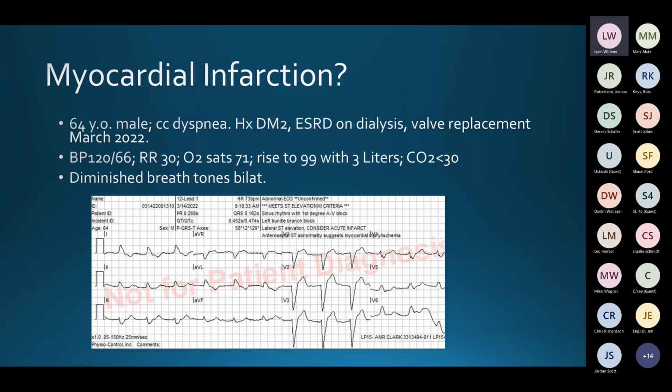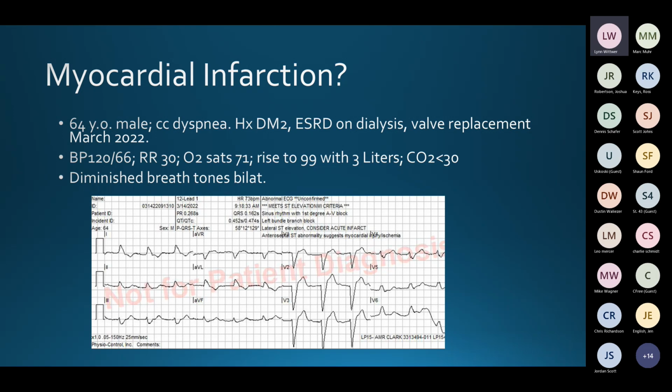STEMI as well. This is a 60 guy, complains of dyspnea, history of diabetes. He's on dialysis. He had a valve replacement in March of this year. Blood pressure was okay. O2 sats were 71, but they rose with 3 liters. His CO2 was less than 30. I'd say he was breathing fairly rapidly. And he had, quote, diminished breath tones bilateral. This was called as a STEMI also. This was not a STEMI. This man was in acute congestive heart failure.